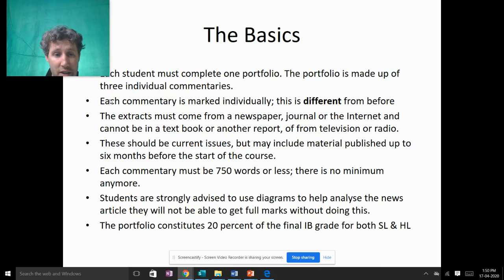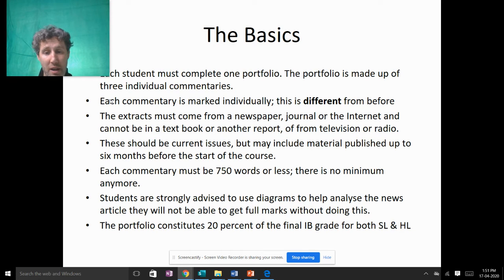you have to get the extracts from the newspaper or journal or internet. It cannot be in a textbook or other report or from a television or radio program. So it cannot be from a television or radio. It has to be from a newspaper, a journal, or the internet, right? These could be current issues, but they may include material published up to 6 months before the start of the course.